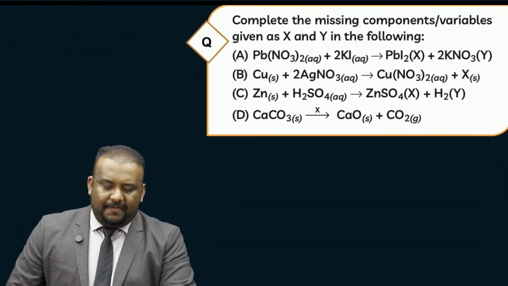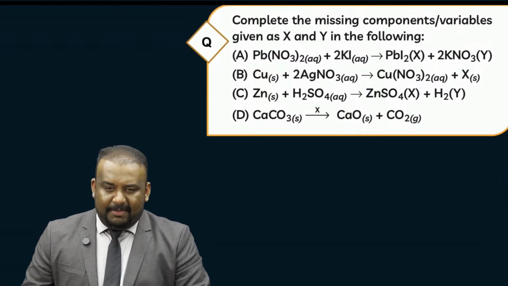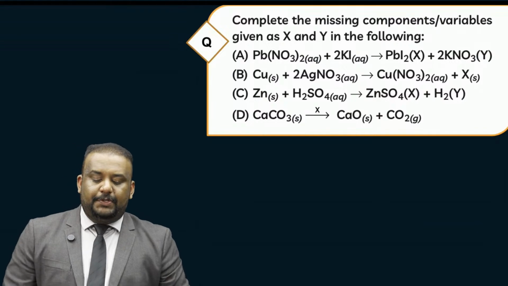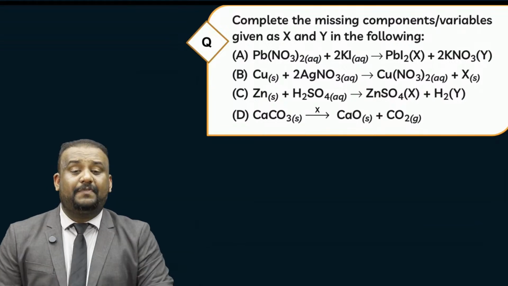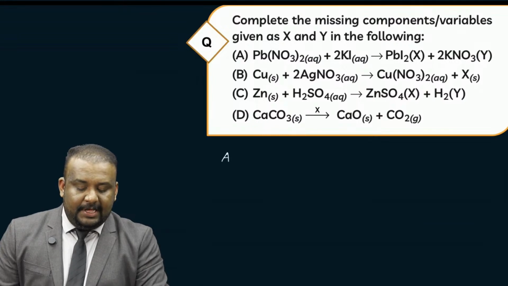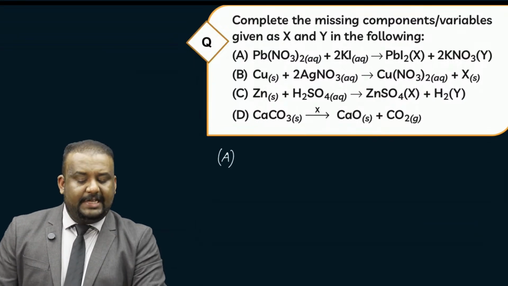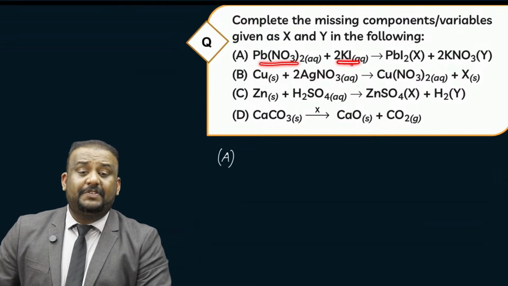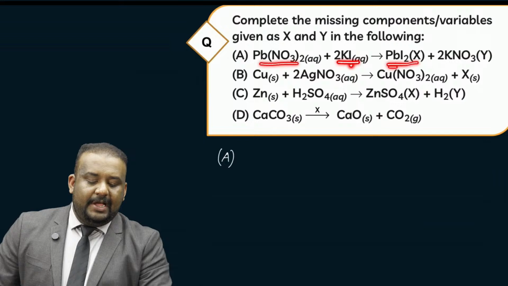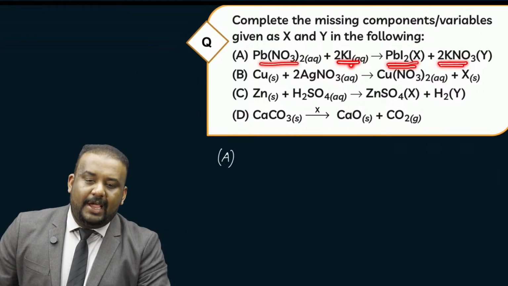Probably most of you might have done this question because it's there in the sample paper. Pb(NO3)2 plus KI gives PbI2(x) plus KNO3(y). We have to write what x and y are in each of the cases. So look at the first reaction. The first reaction, guys, is lead nitrate and potassium iodide, which we just discussed, two slides back. It forms lead iodide plus KNO3.